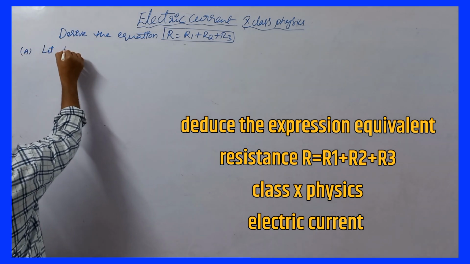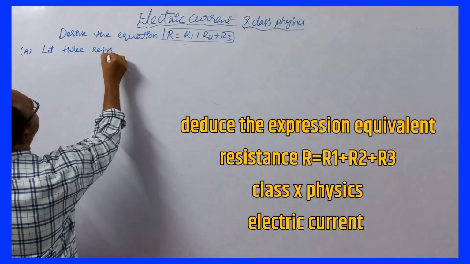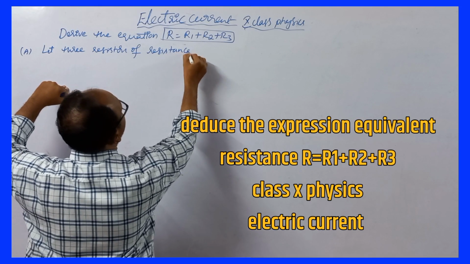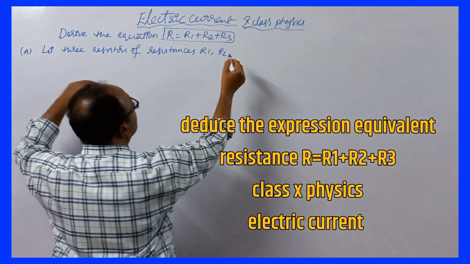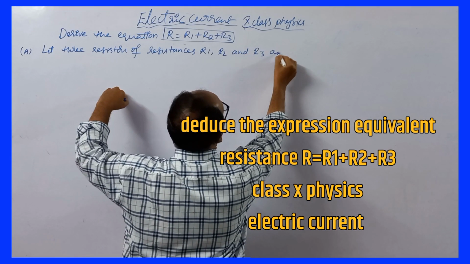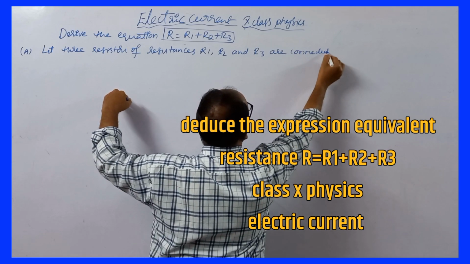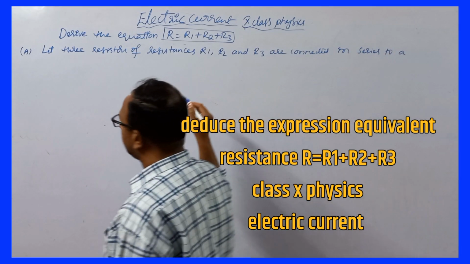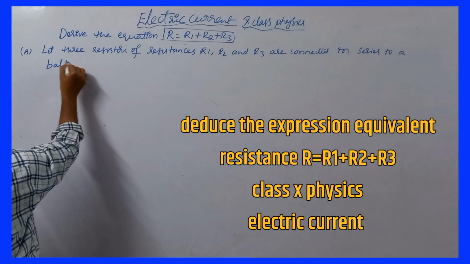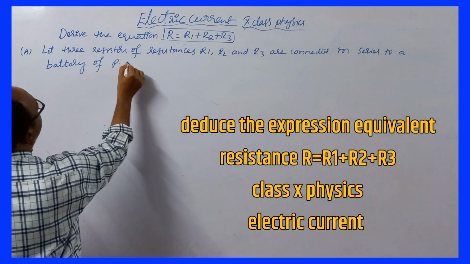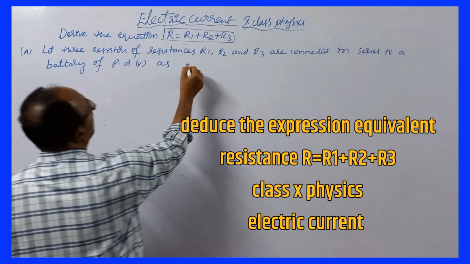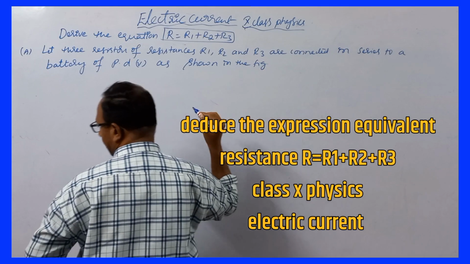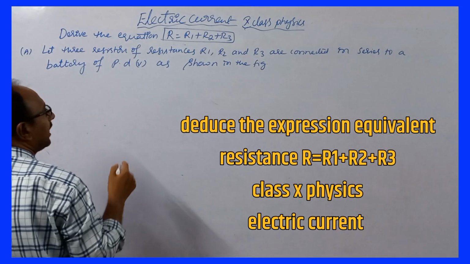Let three resistors of resistances R1, R2 and R3 be connected in series to a battery of potential difference V, as shown in the figure.